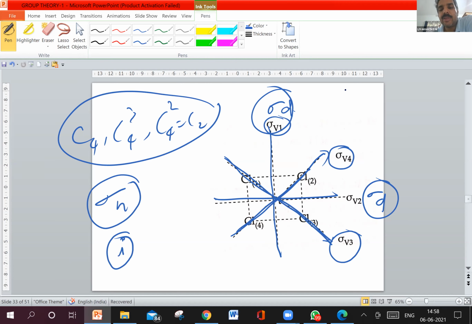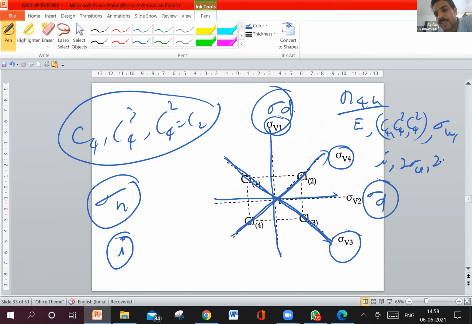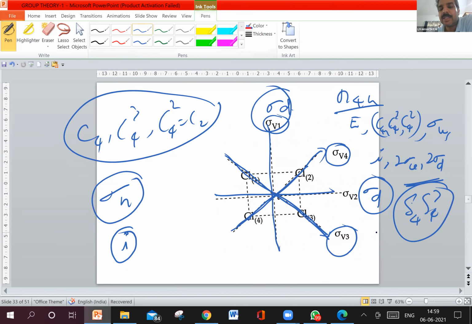Therefore, the number of classes in D4h: E is a separate class, C4 and C4 cubed, C4 squared, these are separate classes. Sigma H is another class, I another class, 2 sigma V another class, 2 sigma D another class. And the Sn axes, S4 1 and S4 3, belong to a separate class. Therefore, the number of classes here is equal to 1, 2, 3, 4, 5, 6, 7, 8. Sorry, 7.